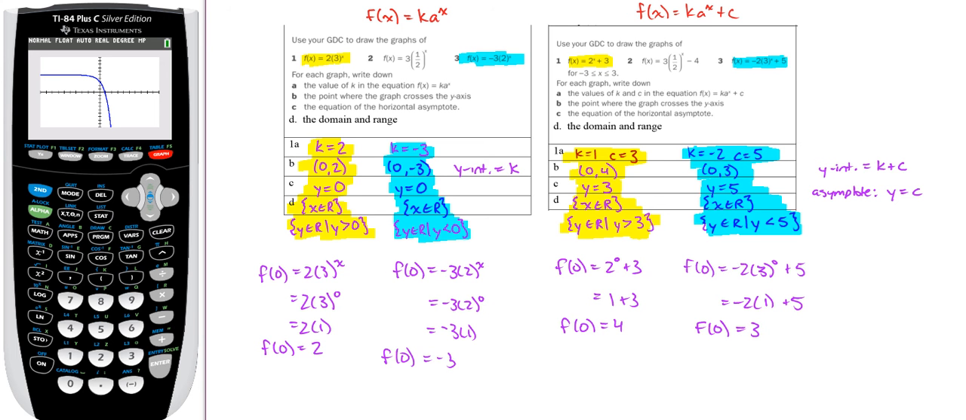C is 3, y equals 3. C is 5, y equals 5. So we can identify some of the key features just from the equation without even having to graph it, but it's also nice to be able to graph it on the GDC and confirm those features are correct.